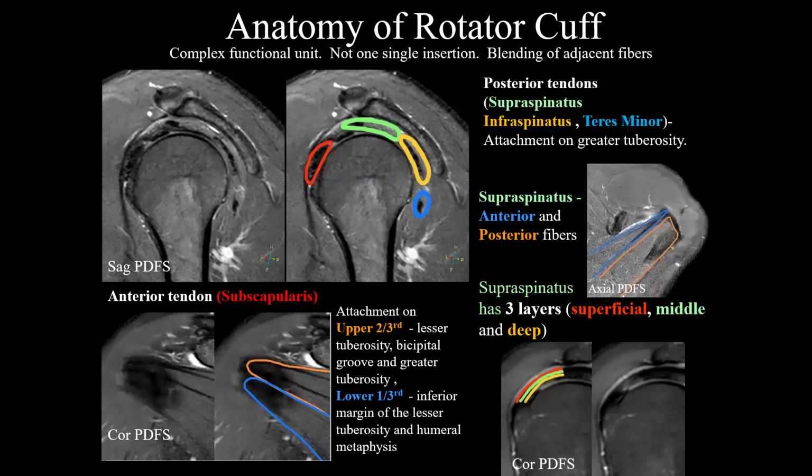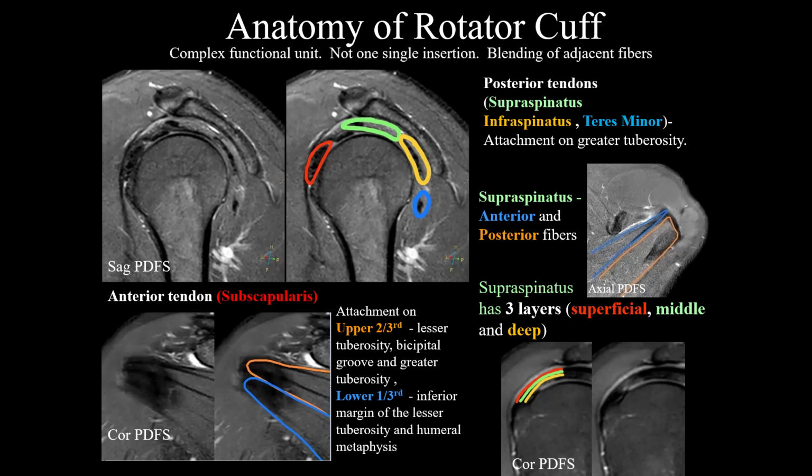To start off, we will briefly revise the relevant anatomy of rotator cuff tendon on PD FATSAT images seen below. The rotator cuff is a complex functional unit with multiple tendons and their insertion at the humeral head, with blending of fibers of adjacent tendons with each other. As we see on sagittal image, from anterior to posterior, the tendons are seen over the humeral head in clockwise direction as subscapularis, supraspinatus, infraspinatus, and teres minor.